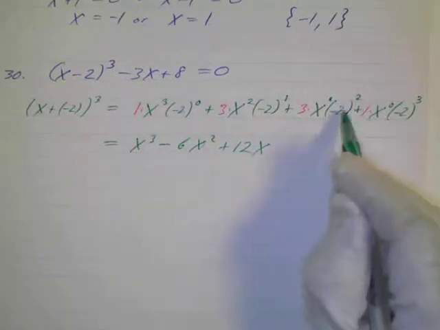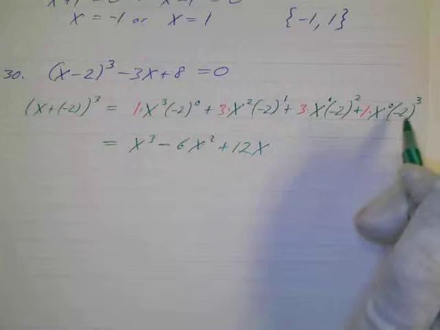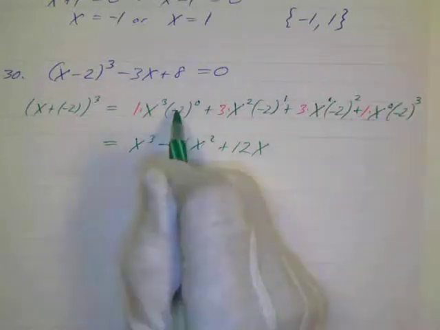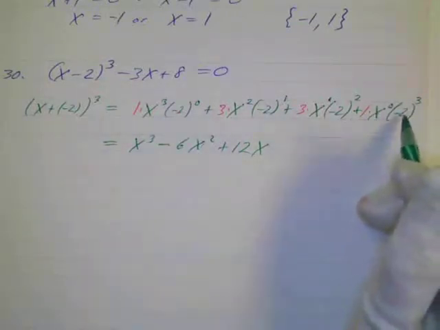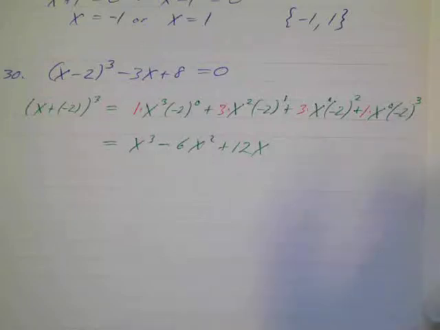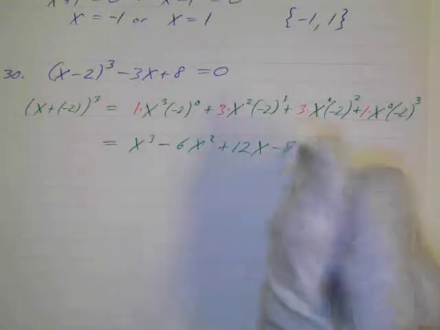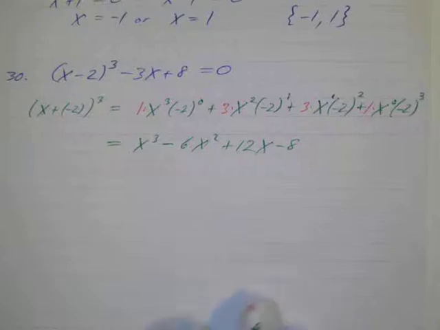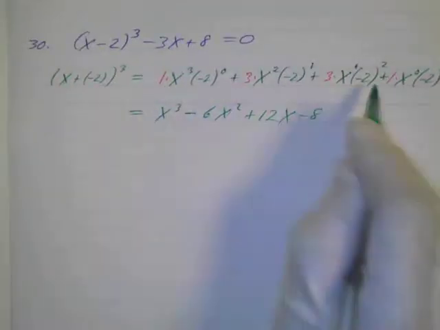Negative 2 squared is 4. 4 times 3 is 12x. And then a negative 2, x to the 0 is 1, just like this is 1. So I've got 1, and then a negative 2 cubed is going to be negative 8. So that's what we have for this. So you had to do all that work, and we learned that from binomial expansions and Pascal's triangle.